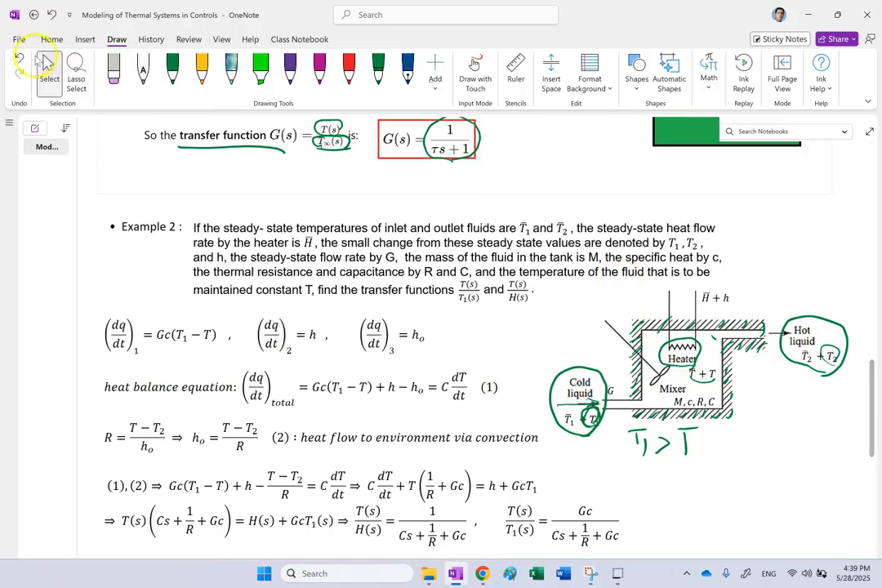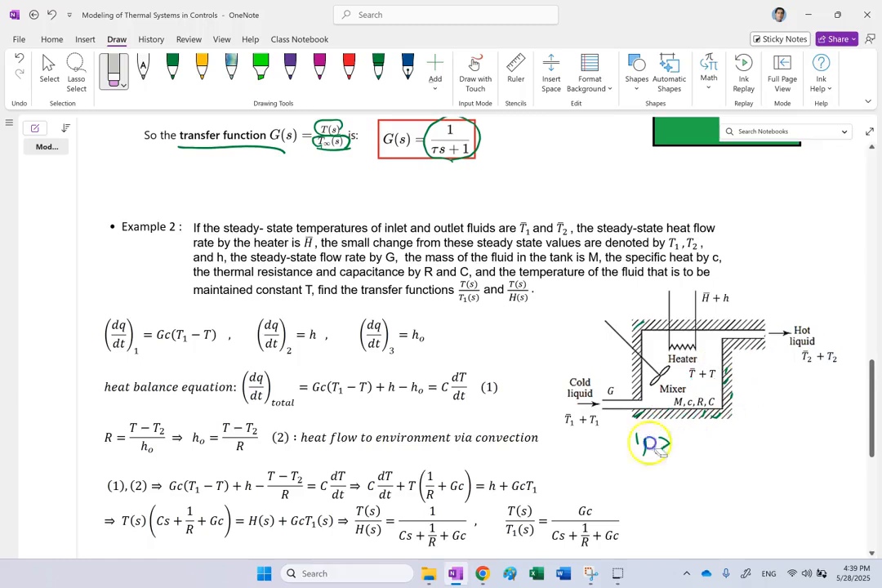Example 2, a little bit more complicated system. So here you have a mixing chamber where there is some material inside with temperature T, and the inlet flow coming in with temperature T1, the outlet flow going out with temperature T2. The heater heat flow rate is H bar, of course. So these are all steady state scenarios. These are all the standard where everything is stationary and not changing.